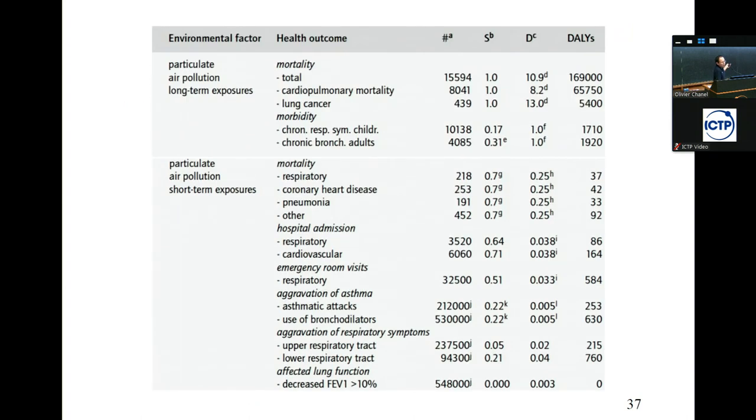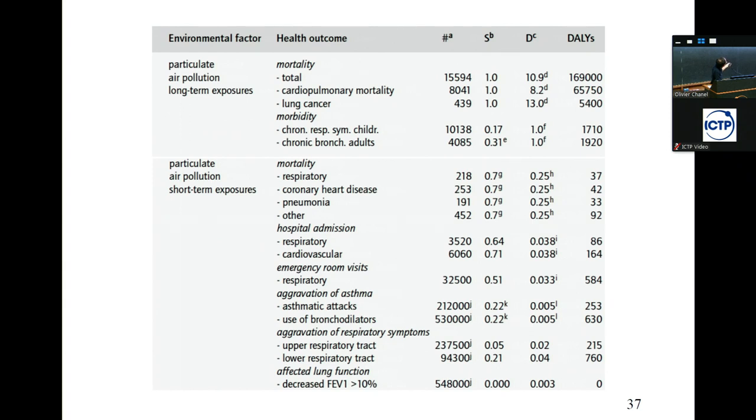For instance, for the air pollution exposure, you have here mortality associated, that is the number of cases, times the severity, which is one, times the duration, the number of life years lost in this study, 10.9. That is the number of deaths times one times 10.9 years of life lost is equal to 169 DALYs. You have the similar computation for morbidity. For a chronic respiratory symptom for a child, you have the number of this outcome, the severity given by the WHO, 0.7, the duration, 1 year, and you get the number of DALYs.